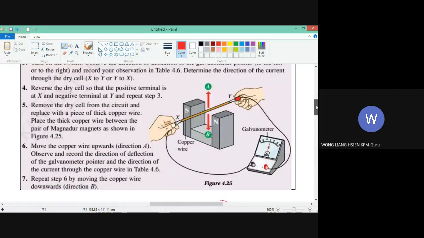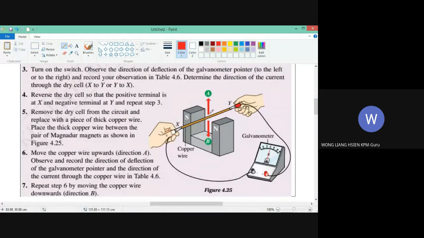So let's say that we move this XY, this conductor, upwards in the A direction. What we find out is that the pointer points this direction. When we move up, we see that the pointer goes to the left. If the pointer goes to the left, that means the electron flows in this direction.